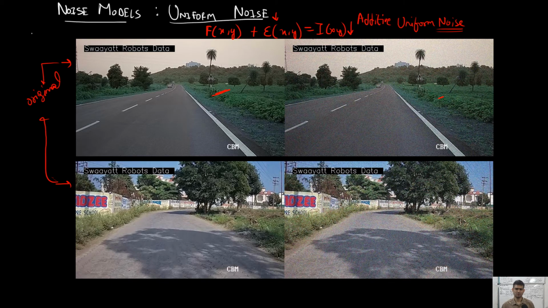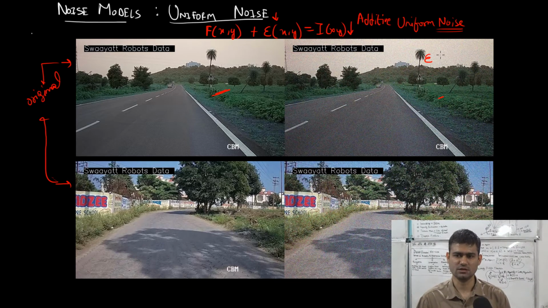So this is corrupted with a uniform noise, with a noise having a uniform distribution between negative 0.1 and 0.1. So we obtained this image by normalizing the pixels of this image. So we converted all the pixels in this image in the range 0 and 1, and then we added a uniform noise between negative 1 and 1 to obtain this final image.